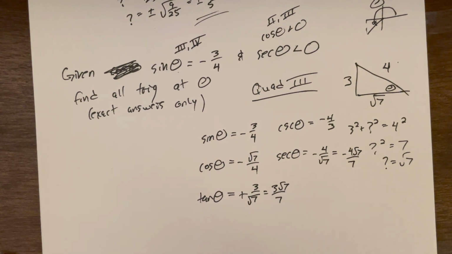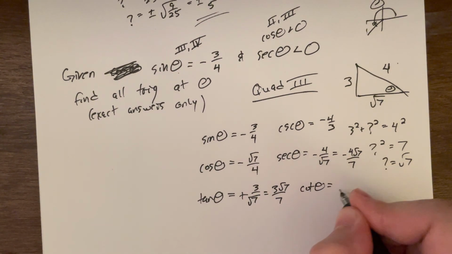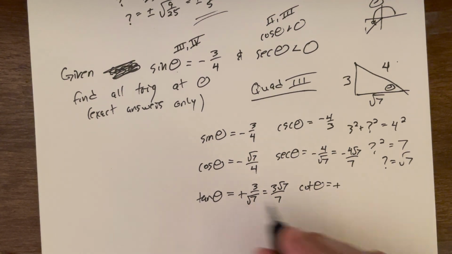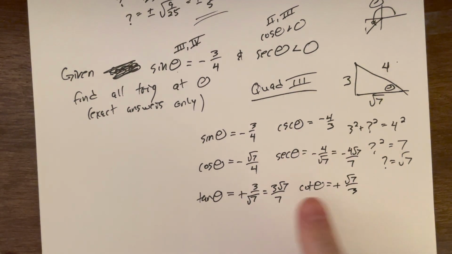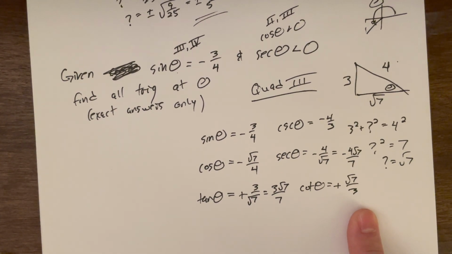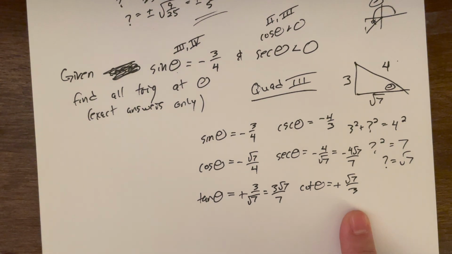So let's just rationalize that. And then cotangent, we'll get positive this time. And again, don't flip this one, to make your life easy. And there's your final answer for cotangent. Okay, that's definitely a tough problem.